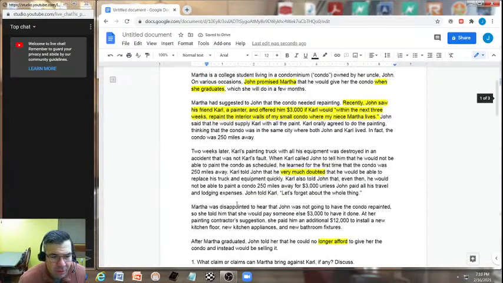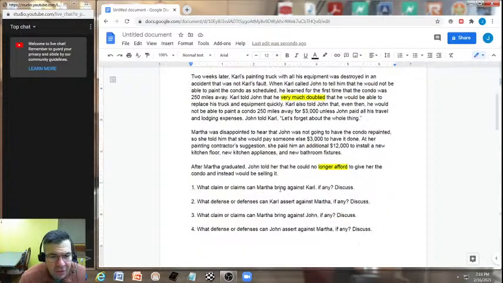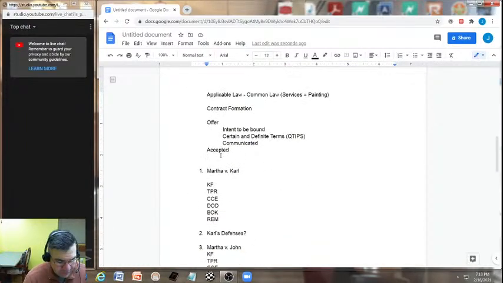Okay, now let's come up here. John said that he would supply Carl with all the paint. Now, Carl orally agreed. So all the paint required would be supplied by John as well. This will actually talk further later on for remedies, I believe. Now, Carl orally agreed to do the painting, thinking that the condo was in the same city where both John and Carl lived. So he accepted.